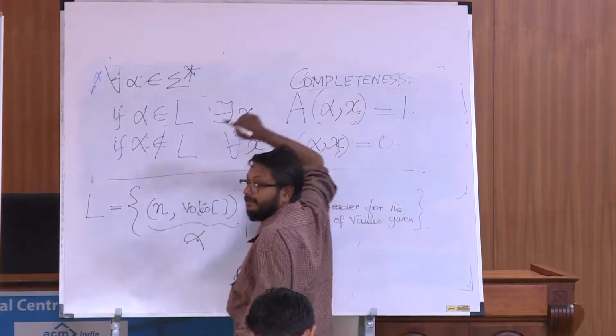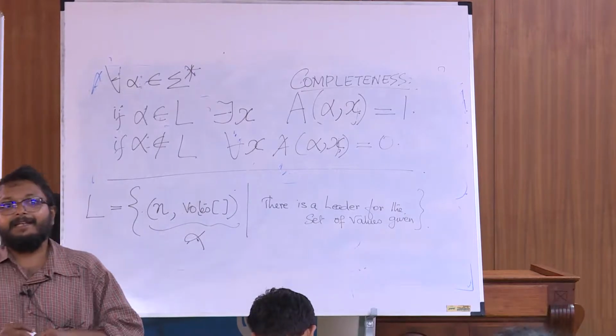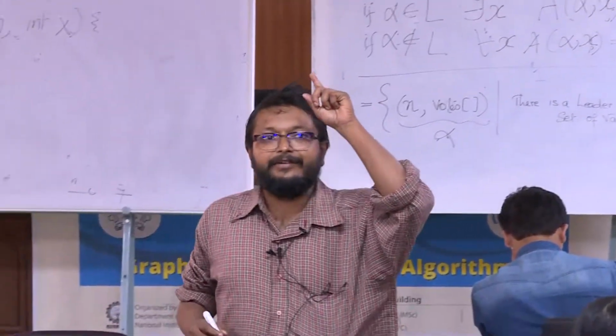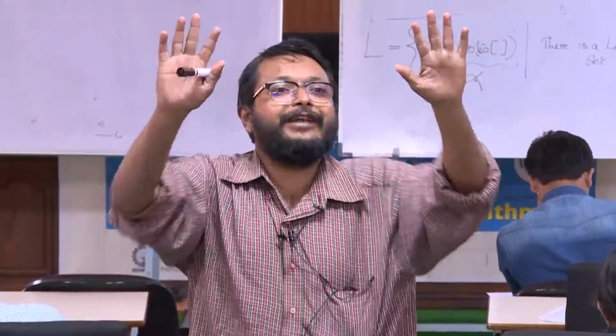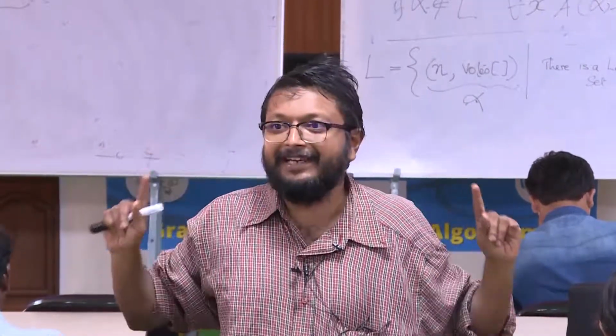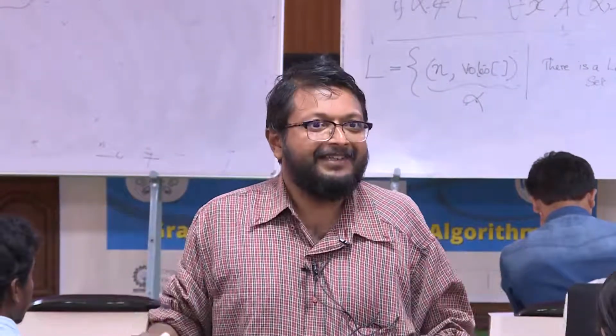This says that if x belongs to L, that means every valid user has a way of getting into the system. Every valid user should have a way of logging in.